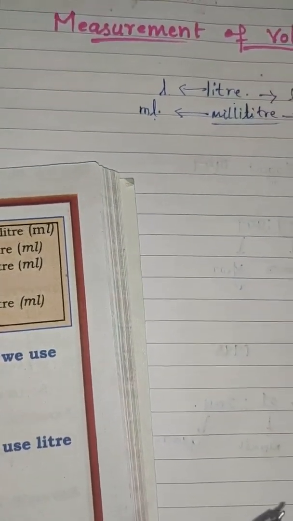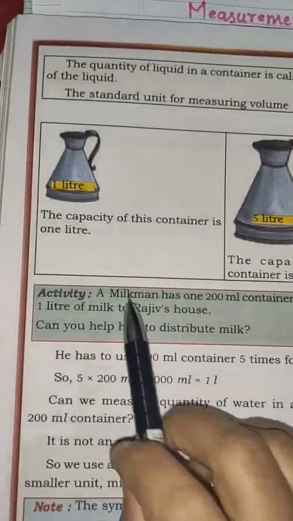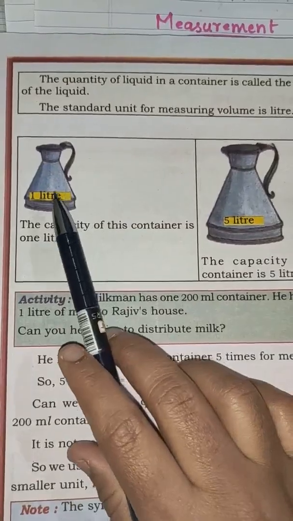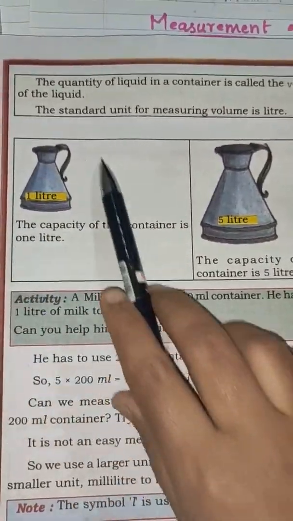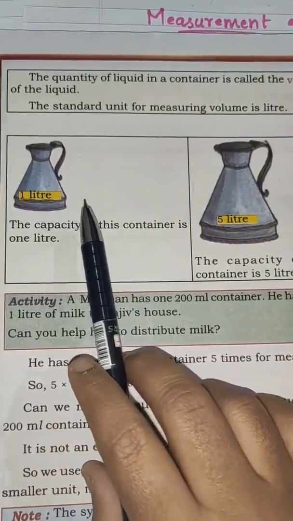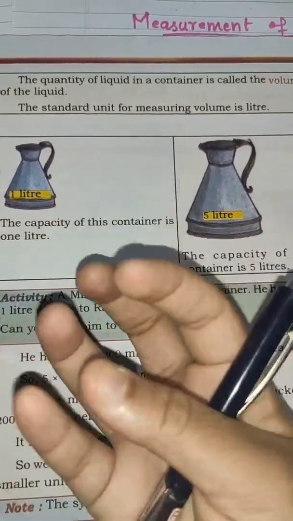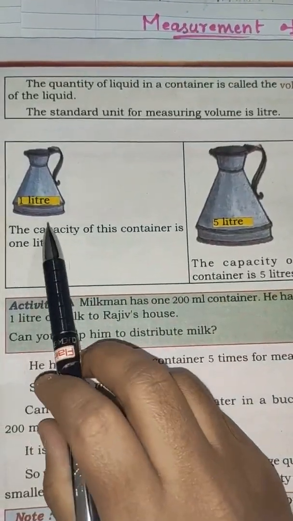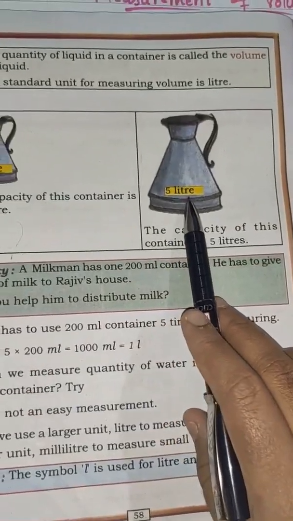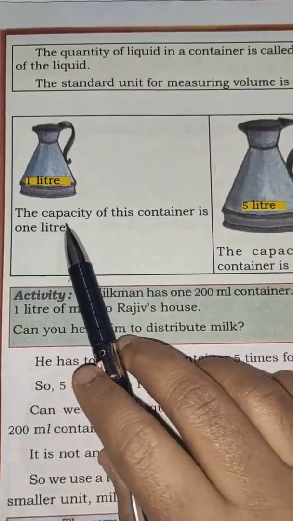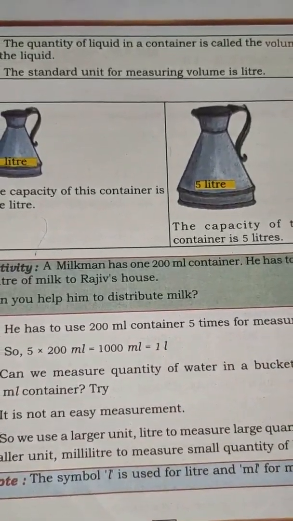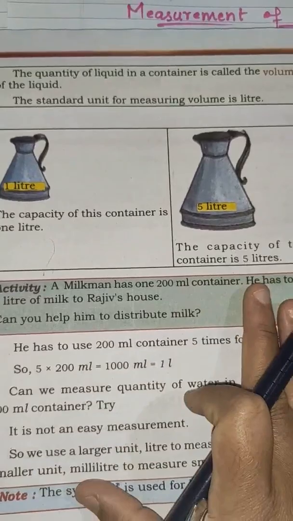Okay children, here we have two containers. The capacity of this container is 1 liter. Capacity means the quantity of liquid a container holds. So the capacity of this container is 1 liter, whereas the capacity of this container is 5 liter. It holds 1 liter of liquid and it holds 5 liter of liquid. Understood children? This is called the capacity.